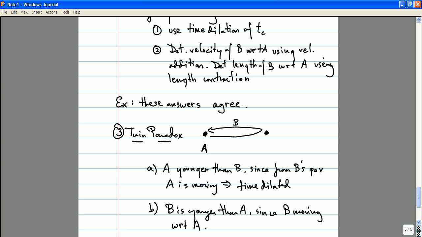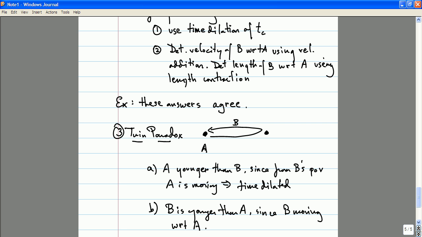However, one of these results is wrong and one of these results is right. Which twin is older and which twin is younger is a statement about physics. The answer that you get should be the same independent of who is doing the measuring. So what's the answer? Let's take a vote. How many people think that A is younger? How many people think that B is younger?